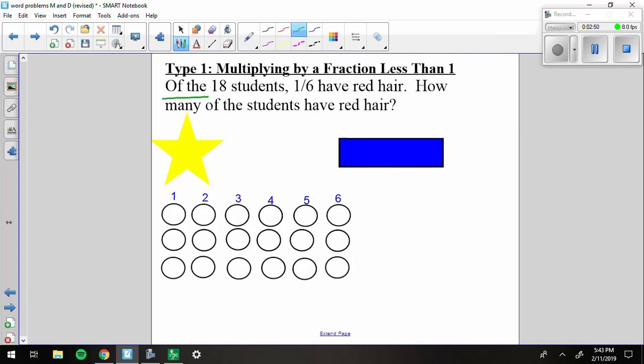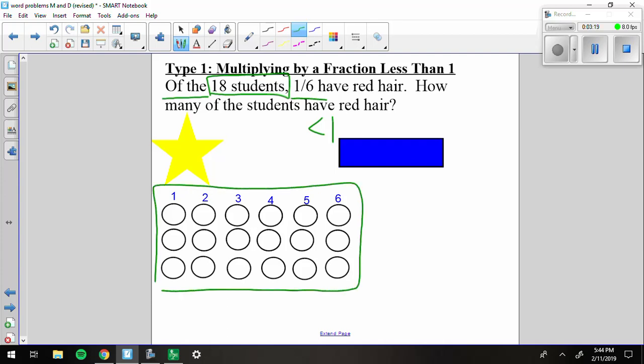Well, 18 students is our total, and we're multiplying that by a fraction less than 1. So, before we get into the actual problem, let's draw a picture. We're going to be drawing lots of pictures today just to make sure that we're understanding everything. So, I have my 18 students down here, my 18 student class. 1/6 of them have red hair.